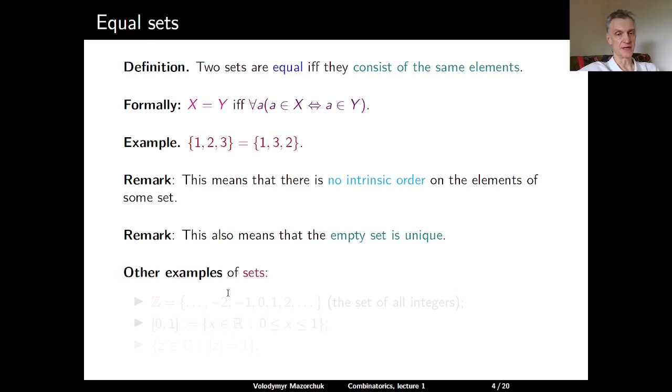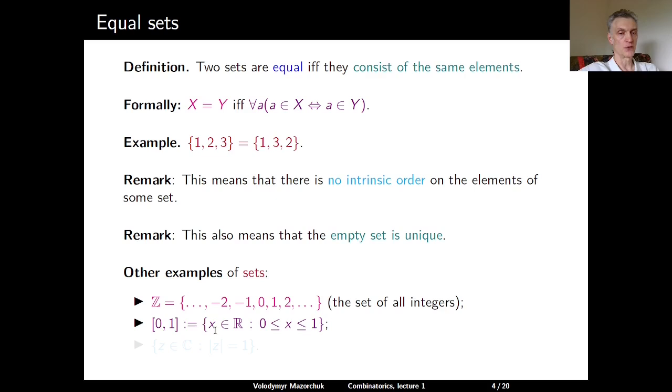Here are some other examples of sets. We have the set of all integers, which is usually denoted by this mathematical style capital Z. It consists of all integers 0, 1, minus 1, 2, minus 2, and so on. Here is the set of all real numbers between 0 and 1. This is denoted in this way. This is a real segment with endpoints 0 and 1.